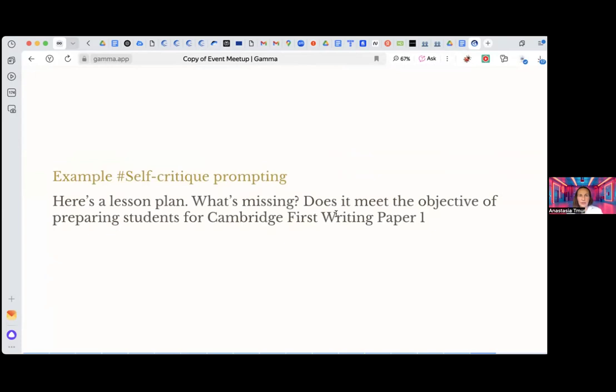So the example is, here's a lesson plan, what's missing, does it meet the objective of preparing, and so on and so on. But you may write your own prompts, or you may write, for example, I made a lesson, I do not understand what's wrong with it, so give me 5 ideas how to improve the text, or how to improve the last part, or what did I miss, what additional topics should we discuss in class after this lesson, something like that. And it's really good for reflection.